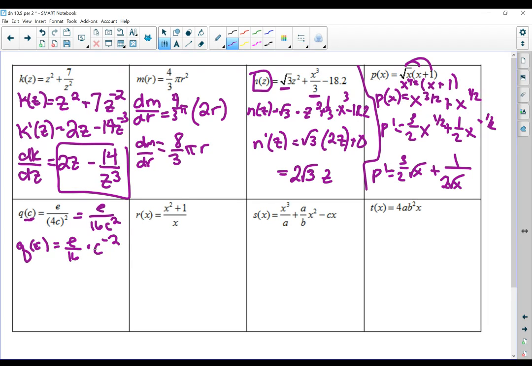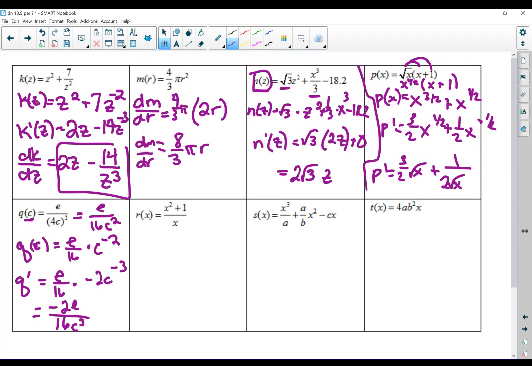So I'm going to bring that c up and make the exponent negative, and now I'm ready to find q prime. It's going to be e over 16 times negative 2c to the negative 3. So if I want to clean this all up, it'll be negative 2e over 16c cubed. And then I could reduce the 2/16 if I wanted to.